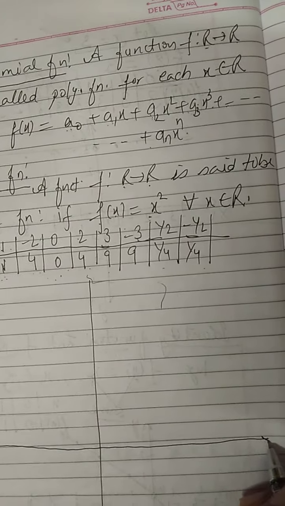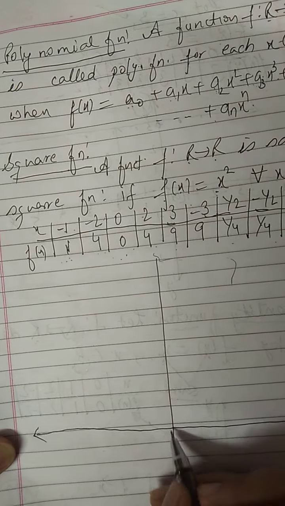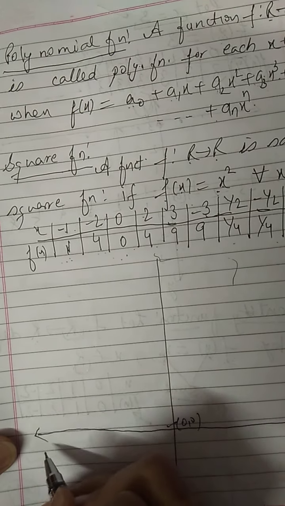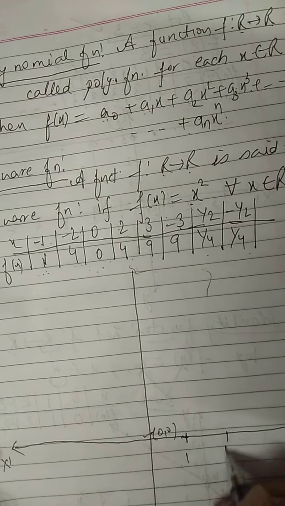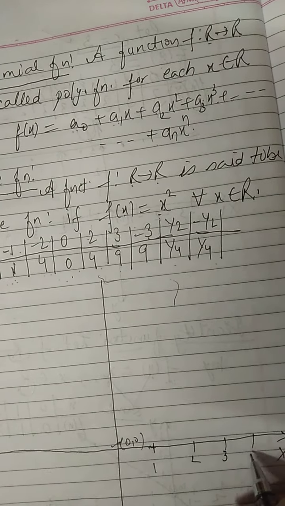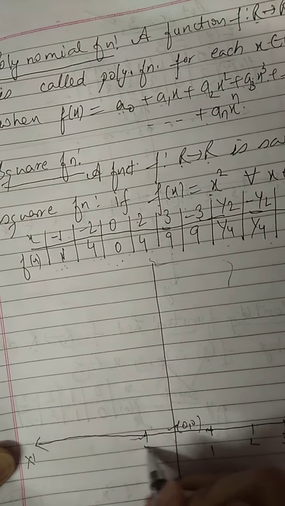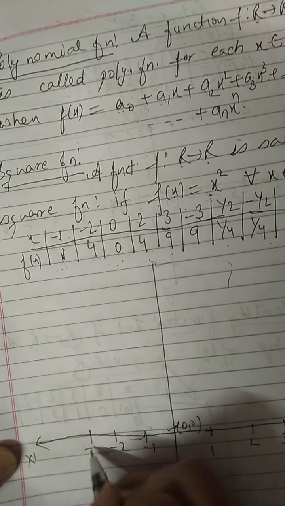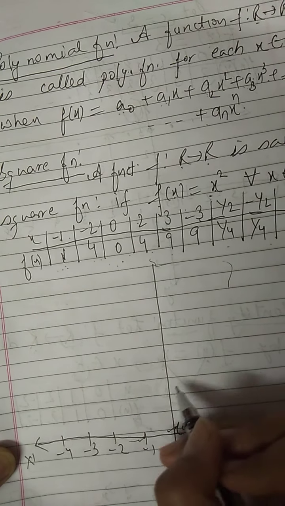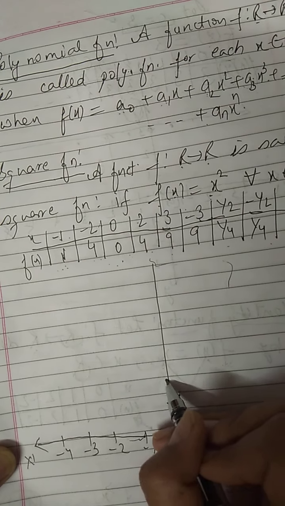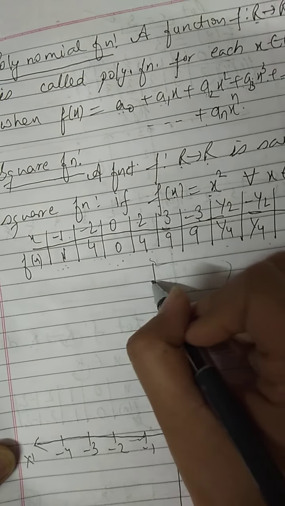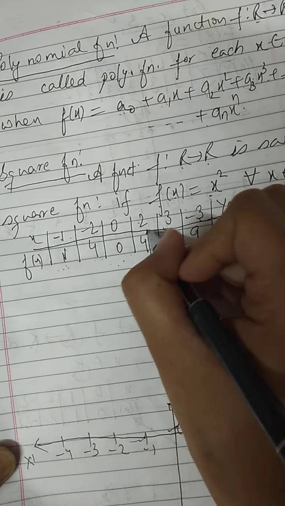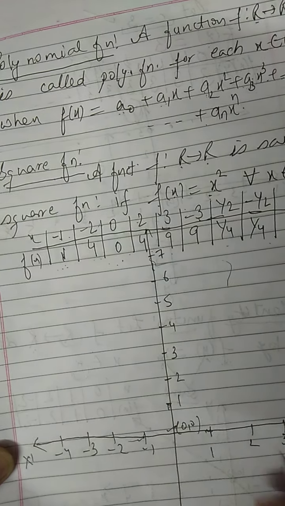Okay, so you people are supposed to use the scale. I'm not using the scale, but it should be there, right? So this is our x dash, this is our x. Let us mark the points. Let it be 1, 2, 3 and 4, and here also -1, -2, -3, -4, and here let us mark 1, 2, 3, 4, 5, 6, 7 and so on, right?